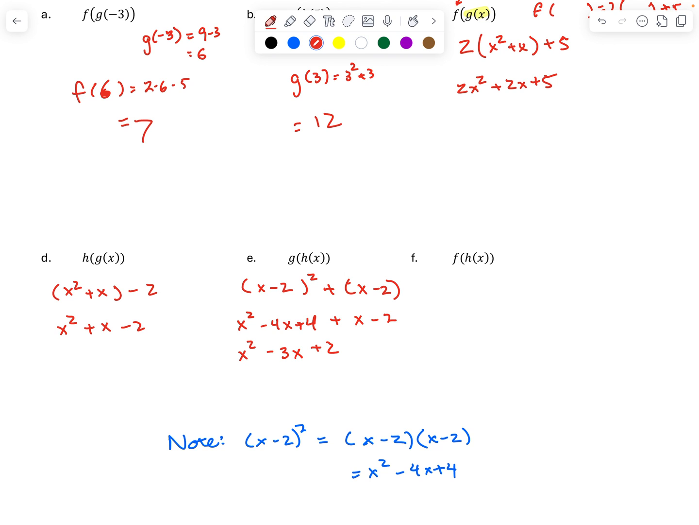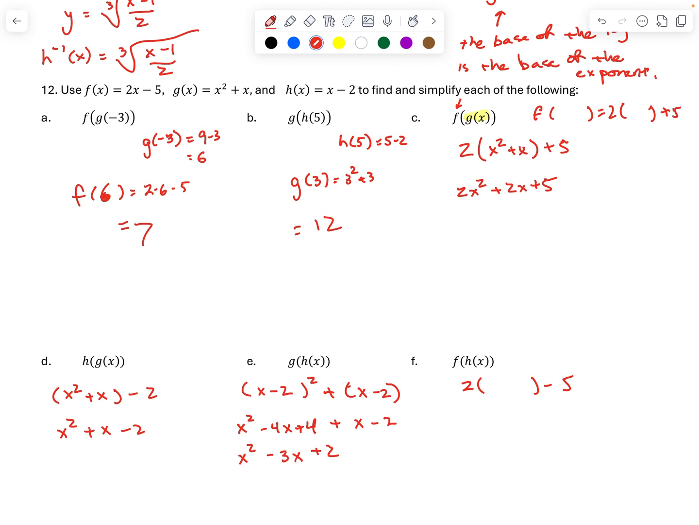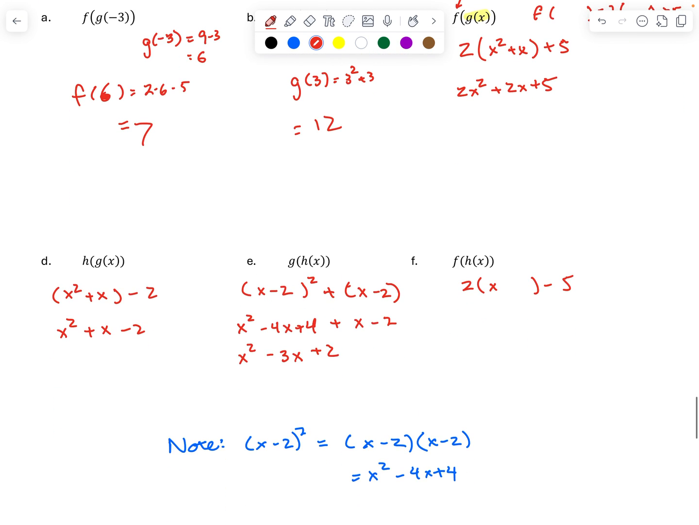Okay, f of h is, f of thing is 2 thing minus 5, and we're stuffing h in, and h was x minus 2. And we're done, finally.